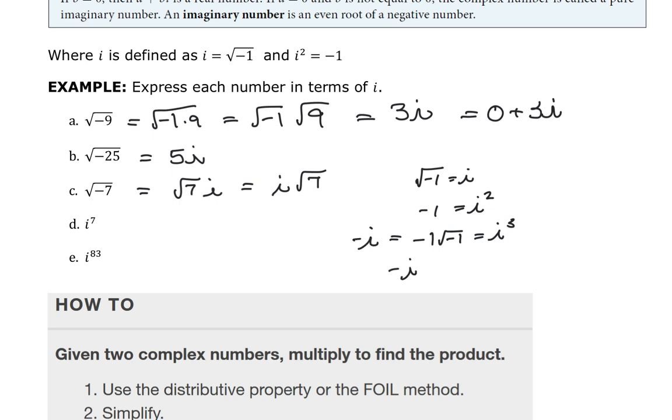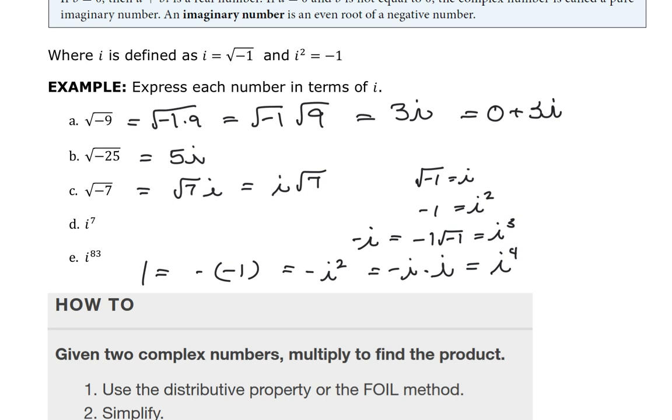Negative i multiplied by i is going to be i to the 4th. That's because -i is i to the 3rd, and i is i to the 1. So if I add these exponents, i to the third times i to the 1 gives me i to the 4th. This ends up giving me a negative i squared, but we know i squared is negative 1, so this is a negative 1, which gives me just 1.